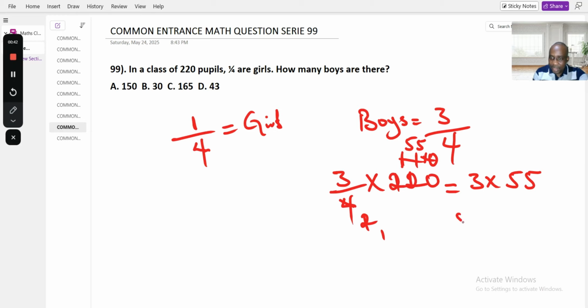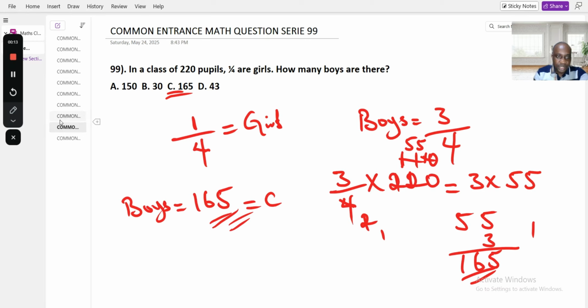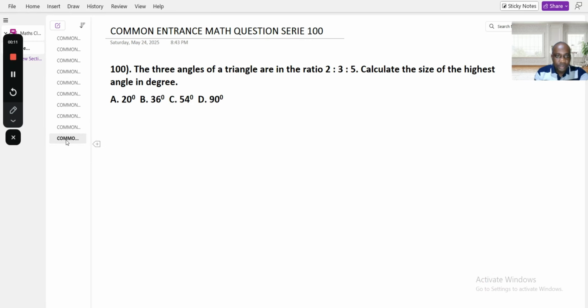Let's multiply here. 55 multiplied by 3. 3 times 5, 15. Remainder 1. 3 times 5, 15 plus 1, 16. Therefore, the total of boys in the class are 165 boys. Do you have it? Yes, the answer is C. Final answer is C. Let's move to the next question, which is the final one.